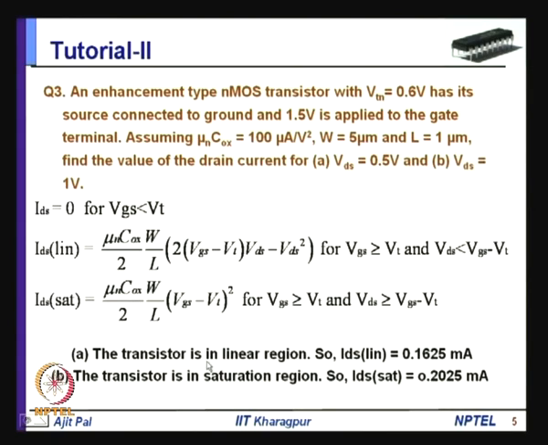That means, in the first case for A, the transistor is in the linear region. So, IDS is equal to 0.1625, and in the second case the transistor is in the saturation region. So, IDS sat is equal to 0.2025. So, this can be easily obtained as I have shown.